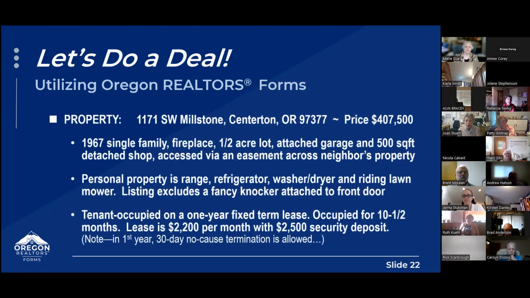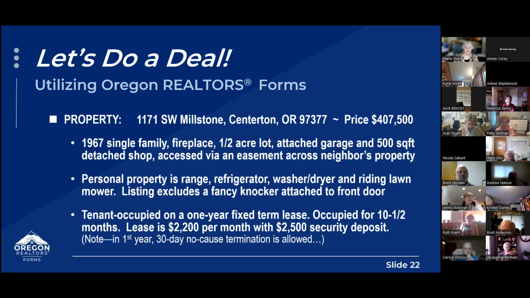So what we're going to do, we're going to do a deal. It is for 1171 Southwest Millstone, Centerton, Oregon. And asking price is 4075. It's a 1967, important to note the date, single family, fireplace, half-acre lot, attached garage, 500 square feet, detached shop, access via an easement across the neighbor's property. The personal property that they want is a range, refrigerator, washer, dryer, riding lawnmower, but it excludes a fancy door knocker on the front door.